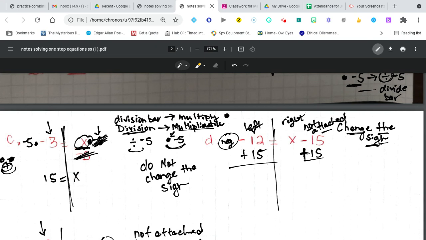So this is negative, and this one is positive. So since they're different, I'm going to subtract 15 minus 12 is 3. But I got more positive, so it's positive 3. And these cancel each other out, and I'm left with x.